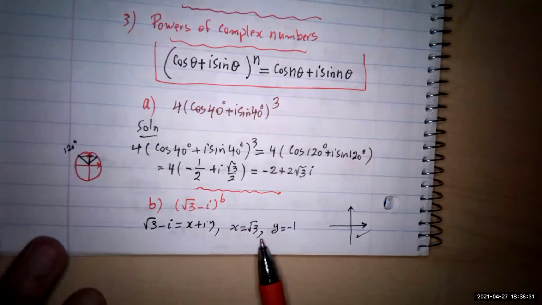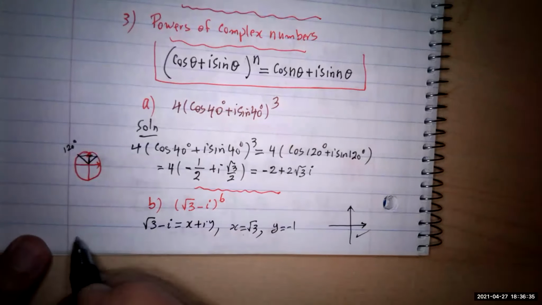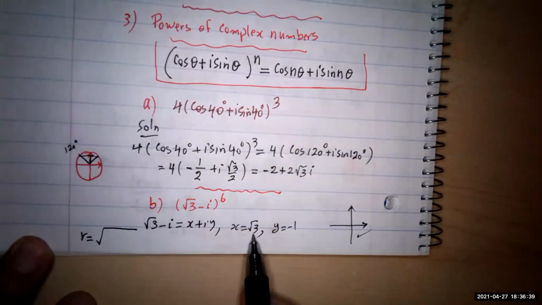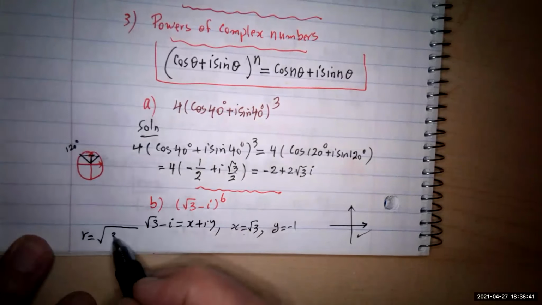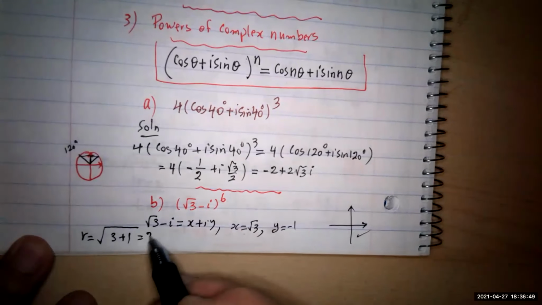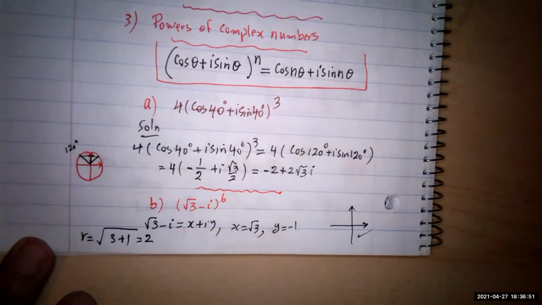Okay, so let's go and find the r first. The r is going to be the square root of x squared, that gives us 3, plus y squared, that gives us 1. Radical 3 squared would be 3, plus 1, so r would be 2. Okay, r is equal to 2.